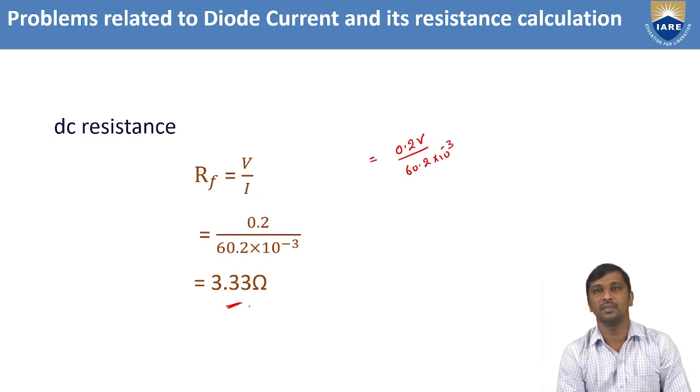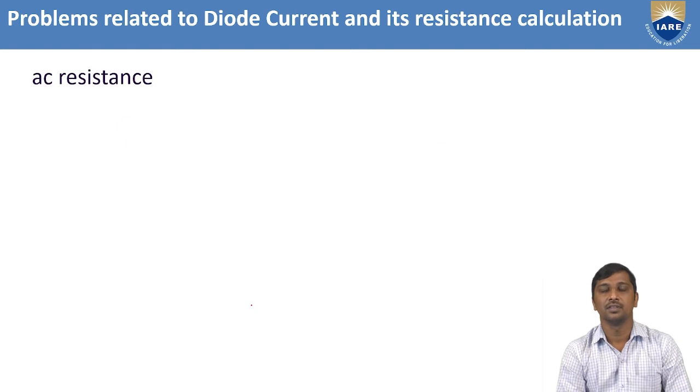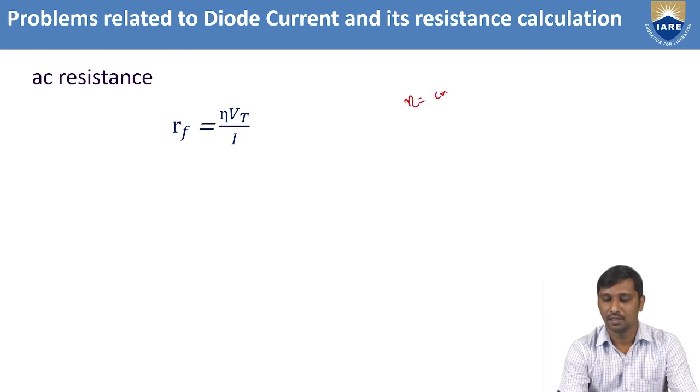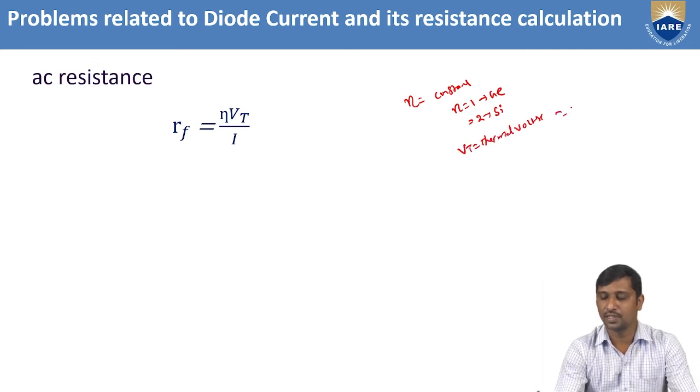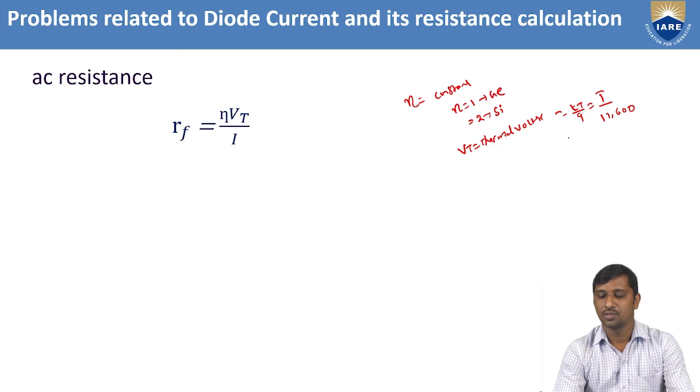Now in the problem, they also ask us to determine the AC resistance. What is AC resistance? It is represented as a small rf, equal to eta times Vt by I, where eta is a constant. We know that eta is 1 for germanium and eta is 2 for silicon. Vt is the thermal voltage, which is kT by Q or T by 11,600, based on the given temperature.